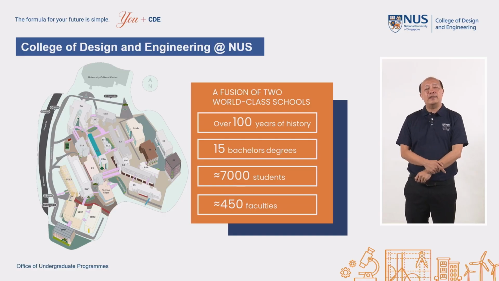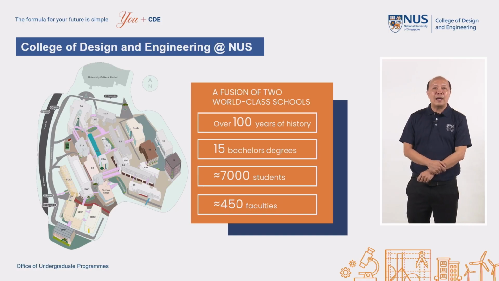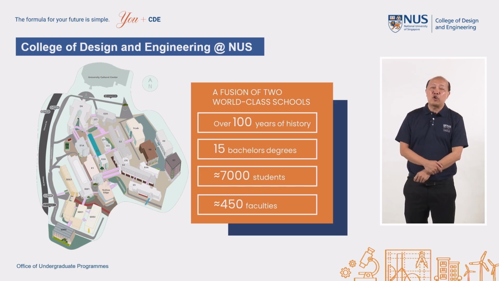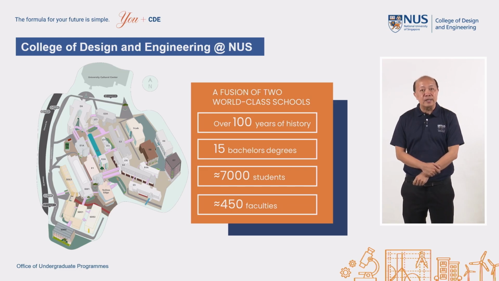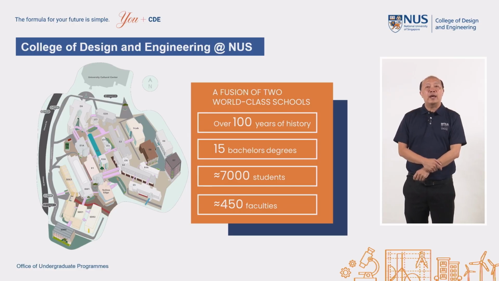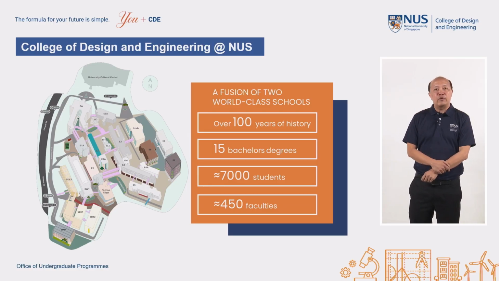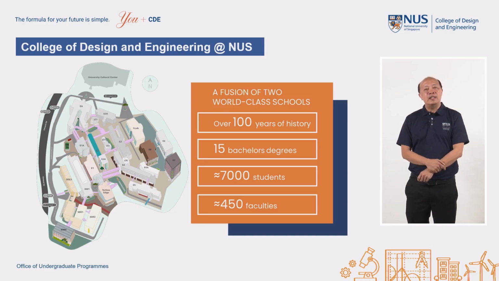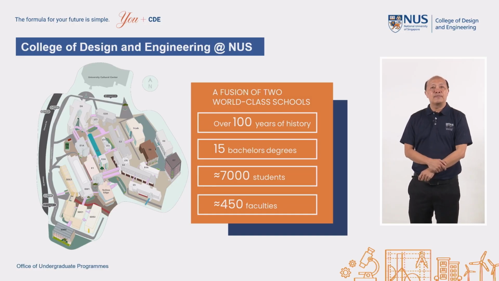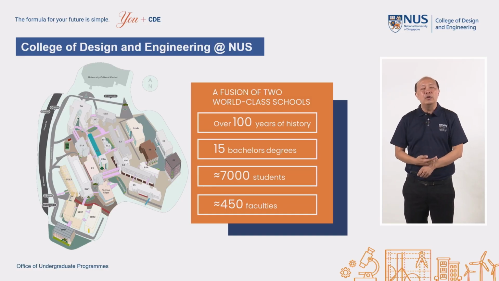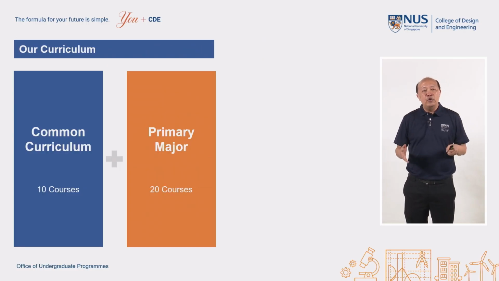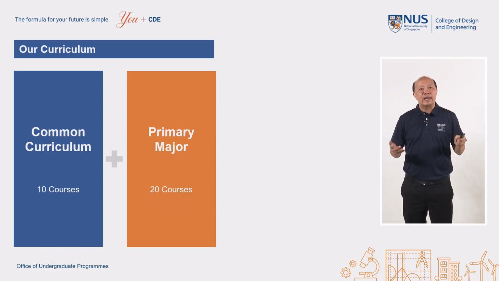So the College of Design and Engineering was formed several years ago. It's a merger of two world-class schools, the Faculty of Engineering and the School of Design and Environment, with a combined history of more than 100 years. So our college now has a total of 15 undergraduate degree programs. We have approximately 7,000 undergraduate students and approximately 450 professors, the teaching staff that will interact with you during your time at CDE. So let me just give you a glimpse of what our curriculum looks like, right?